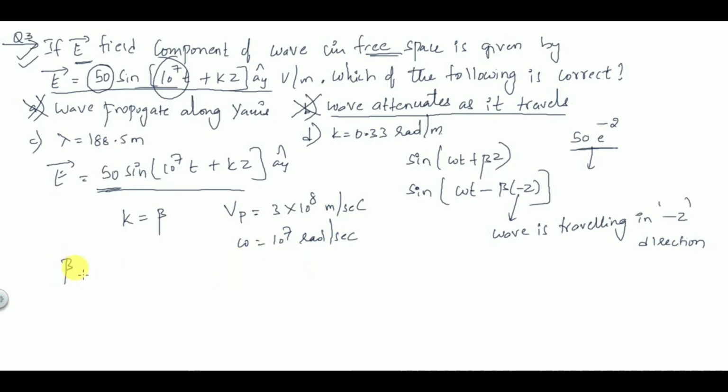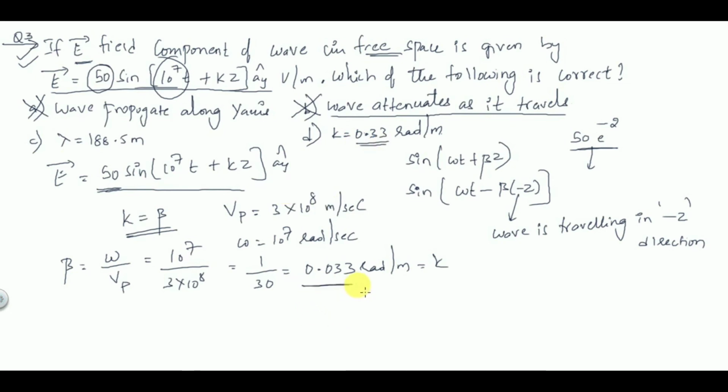What is the value of beta? Beta is equal to omega by Vp, since Vp is equal to omega by beta. So 10 to the power of 7 by 3 into 10 to the power of 8 is 1 by 30, which is 0.033 radians per meter. He has given k, and k is equal to beta, so this value is also k. But k is given as 0.33 in the option, not 0.033, so this option is also wrong.